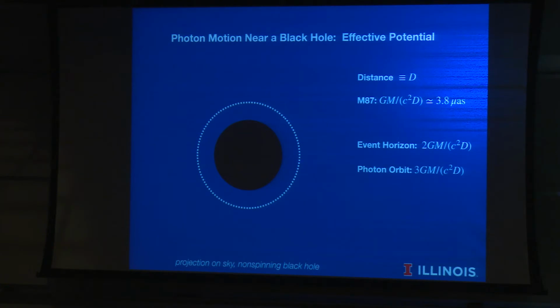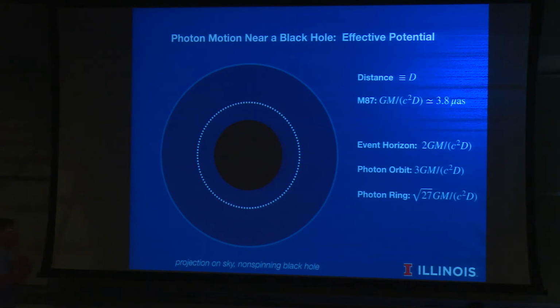Okay, so now let's project this characteristic impact parameter, root 27 GM over c squared d, onto the sky. And that gives us this circle here. It's substantially larger than the black hole. And again, it's at root 27 GM over c squared d.